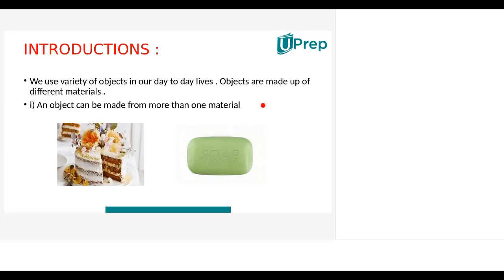Yes, we use a variety of objects in our day-to-day lives. Objects are made up of different materials. Based on the materials, the things are also sorted. Firstly, an object can be made from one material or more than one material. For example, here the cake can be baked using different ingredients, but we get one single product after all the ingredients are involved.